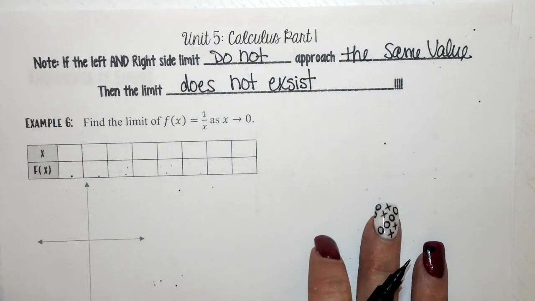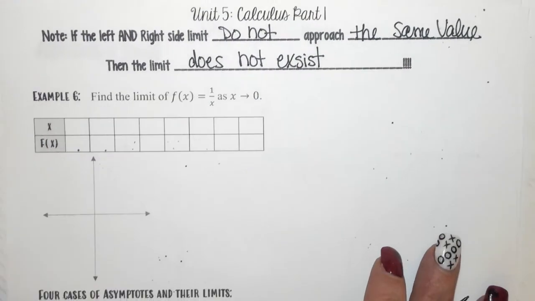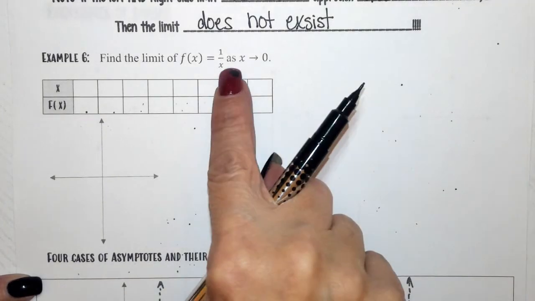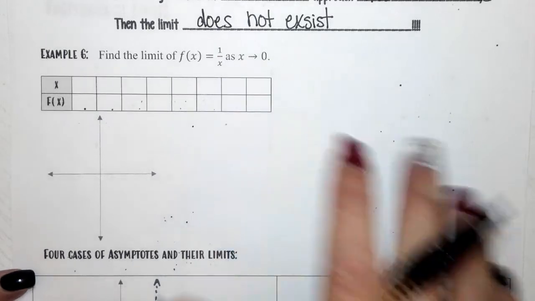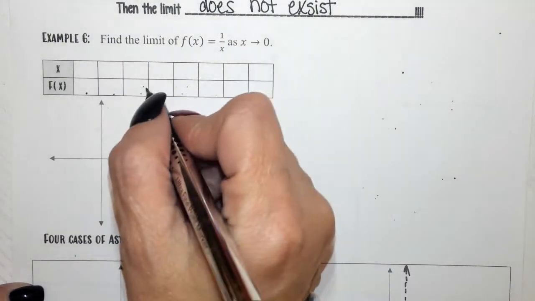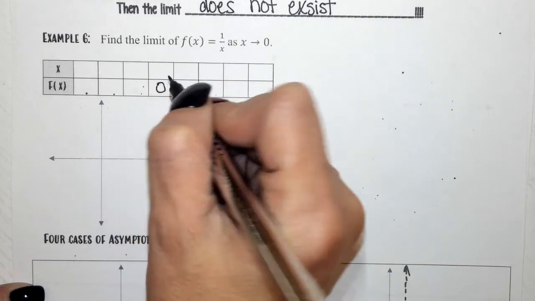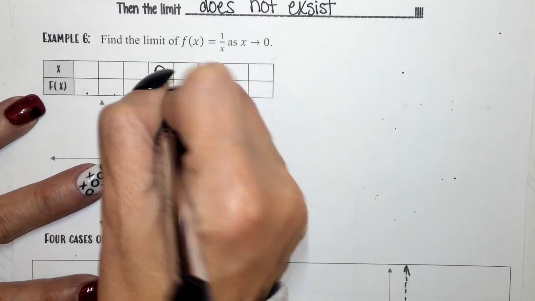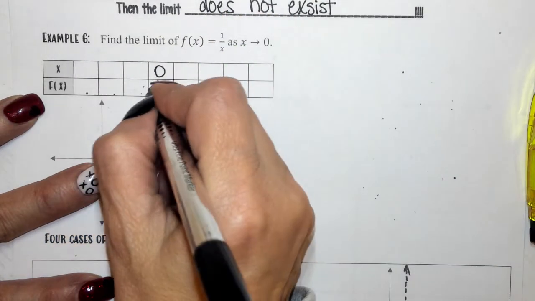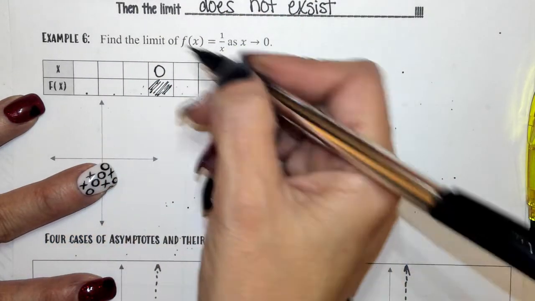Okay, find the limit of f of x equals 1 over x as x approaches 0. All right, so we're going to do the same thing. We're approaching 0. When I put 0 in here, 1 over 0 is undefined. So I already know that something's up with this one. So I'm going to put my 0 in here. Oh, I put it in the wrong spot. 0 in here. And then I'm going to block off this bottom one, because remember, we're not going to actually reach that.